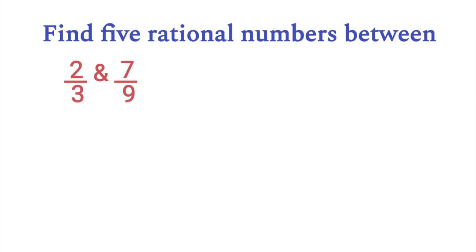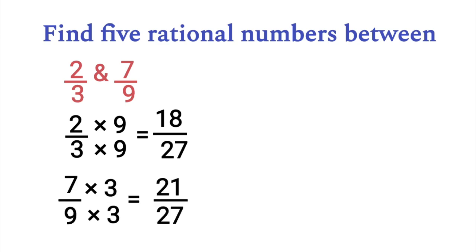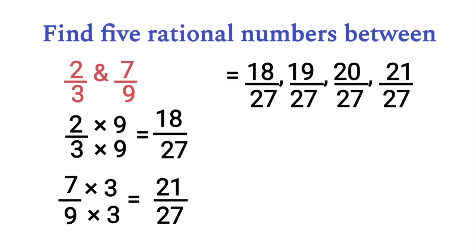Here we have to find 5 rational numbers between these two rational numbers, 2 by 3 and 7 by 9. Our first step is to make denominators same. For that, multiply the second number's denominator with the first number, then multiply the first number's denominator with second number. Now we get the same denominators. Between 18 and 21, we get only 2 numbers, but we want 5 numbers.